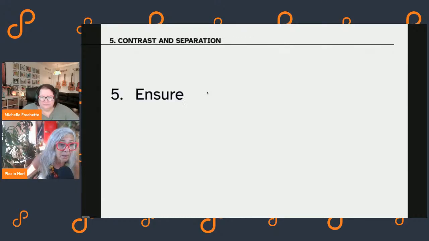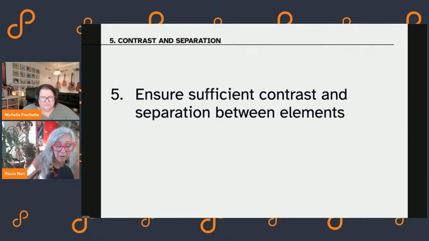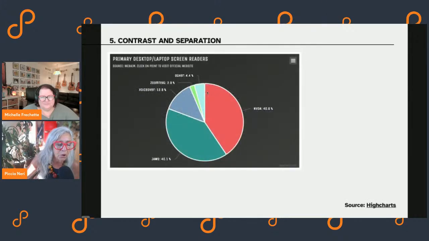Then you must also ensure that there's sufficient contrast and separation between elements. So if you have a pie chart, make sure that you pair colors appropriately, and you also have a key line between different sections of the pie chart.